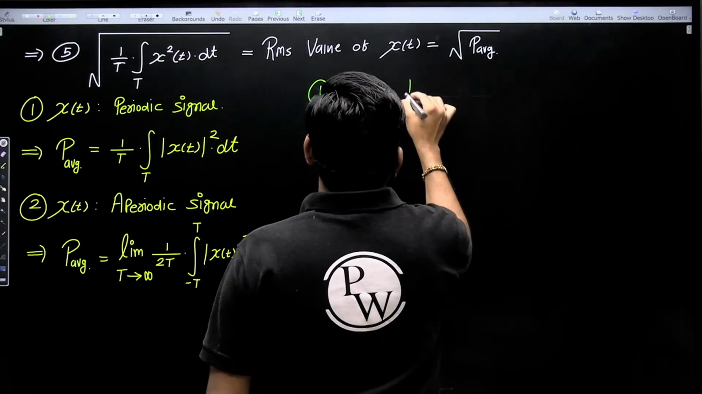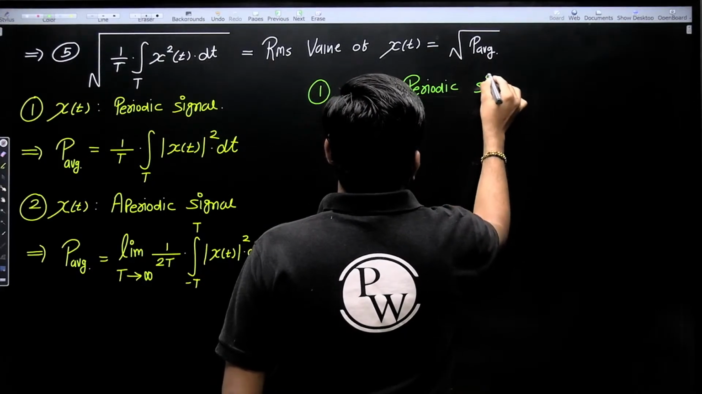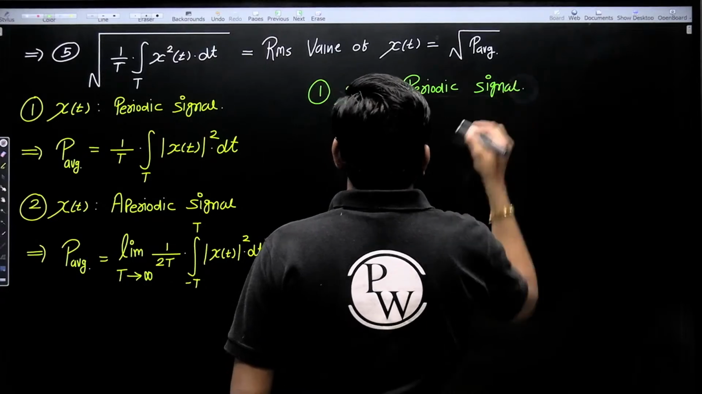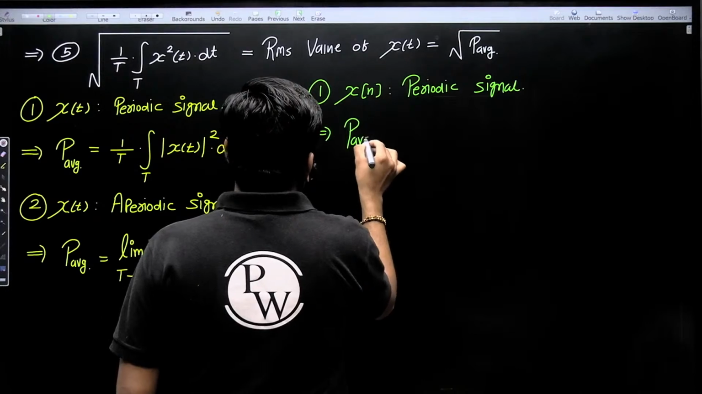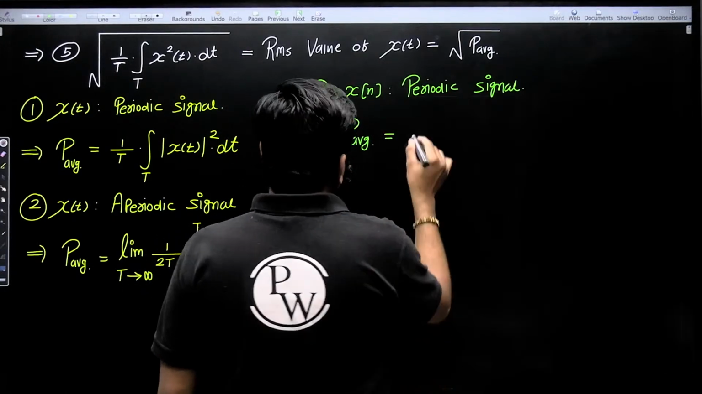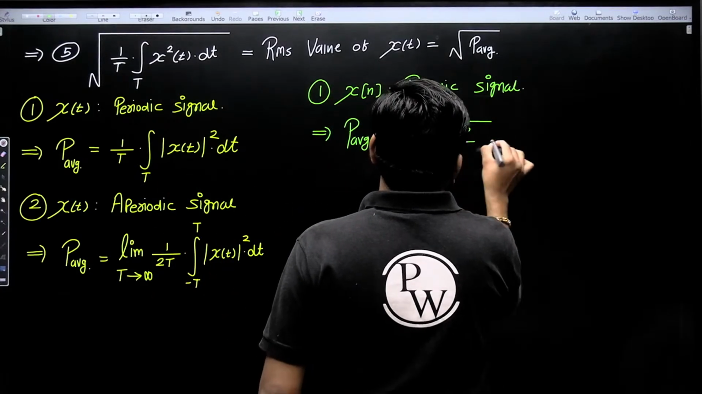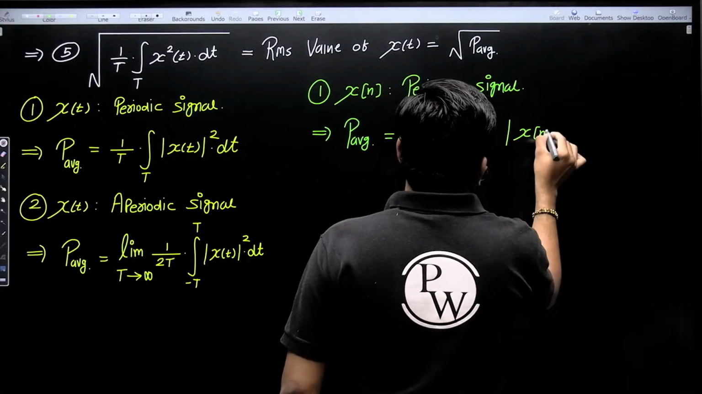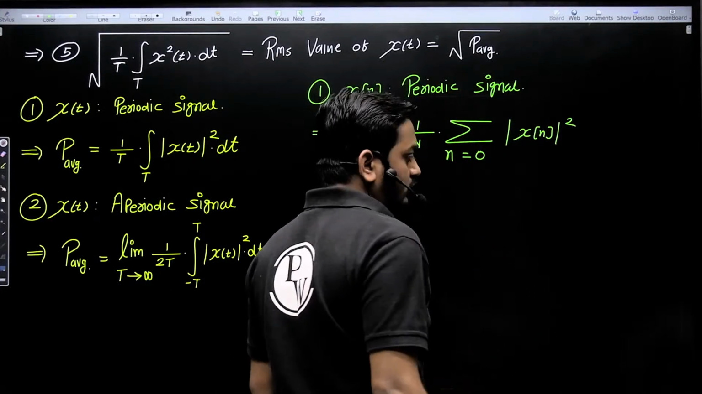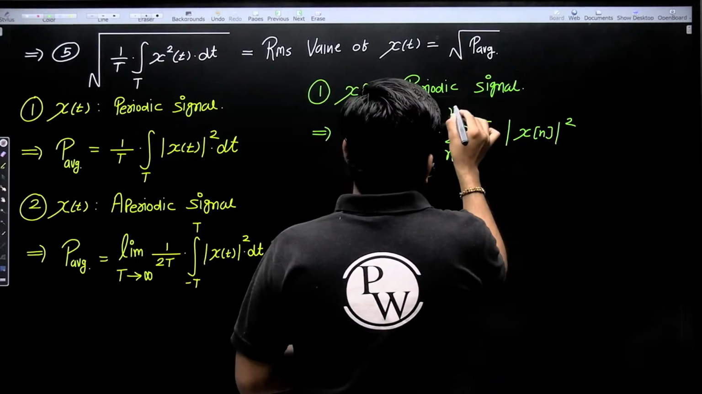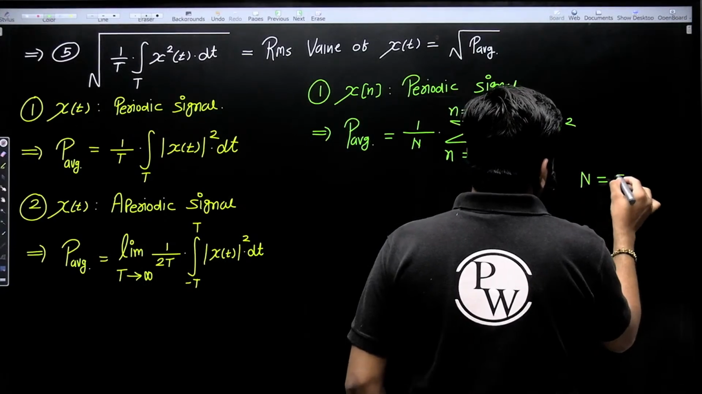Similarly for the discrete time signal also, suppose x of n is a discrete time periodic signal of fundamental time period capital N, then its average power is given by 1 by N. Instead of integration, now summation will come into the picture. Mod x of n whole square, here n is equal to 0 to N minus 1. Suppose the fundamental time period is 5, guys, correct?